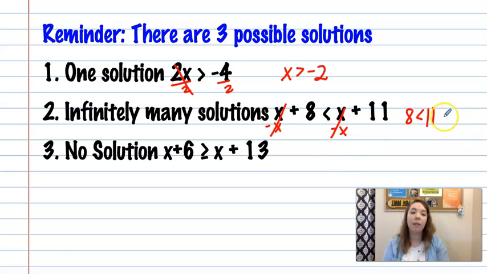8 is less than 11. That's true. So that means we have infinitely many solutions. Every single solution you can come up with works. All of them. All right.